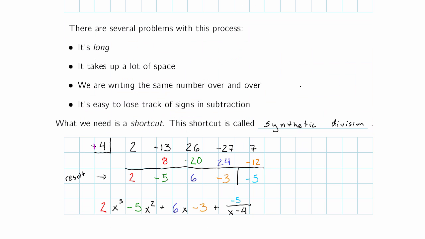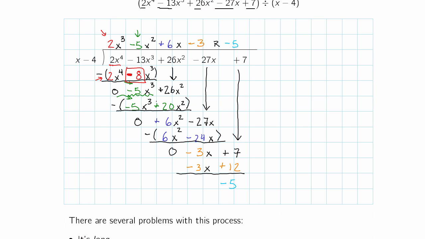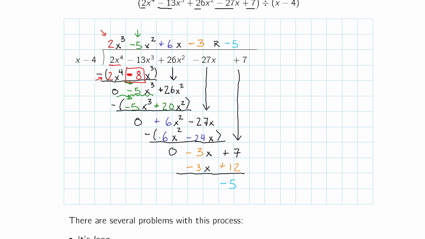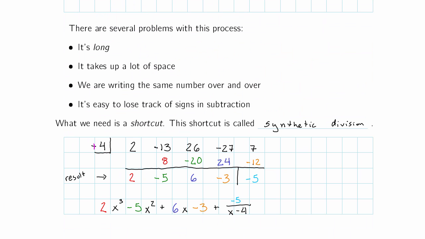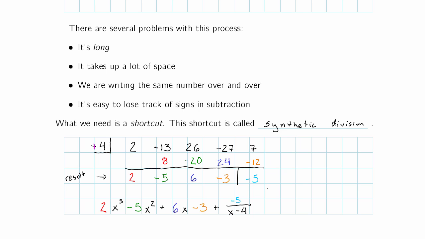Now, that might seem like a magic trick, but notice that the numbers that we wrote down here, so 2, 8 in red, 2, -8, and then subtract it, so it's like a +8 in red. -5, +20, and then subtract it in green. 6, 24 in blue, 6, -24, and then subtract it in blue. -3, -12 in orange, -3, +12, and then subtract it in orange. And then -5, our remainder, in light blue.